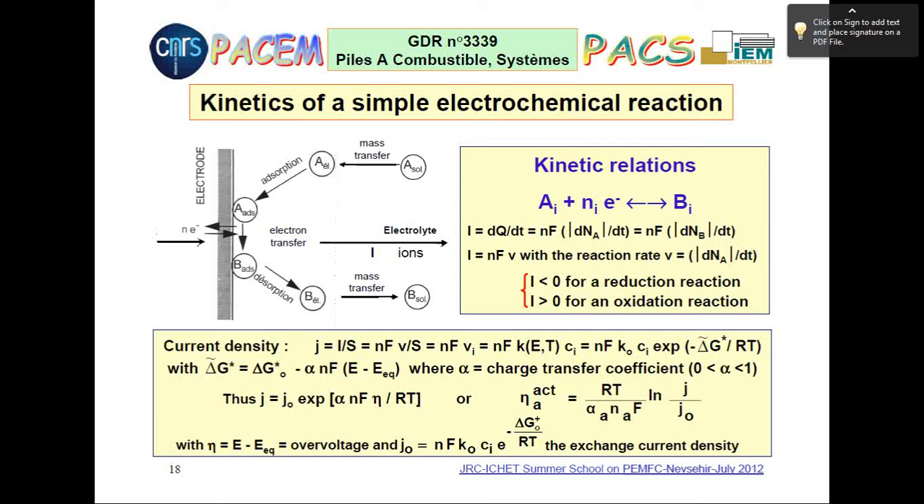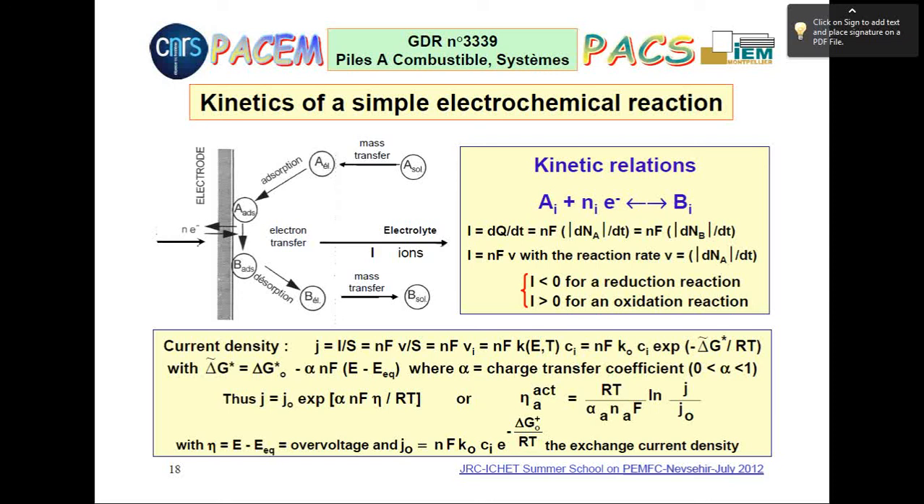Alpha is a fraction. It is called the charge transfer coefficient. It is between 0 and 1. So you see that if you provide external energy with an electrical field, one fraction, alpha, will activate the forward reaction, and one fraction, 1 minus alpha, will activate the reverse, the backward reaction. So that's the definition of alpha. And then you can make some manipulation.